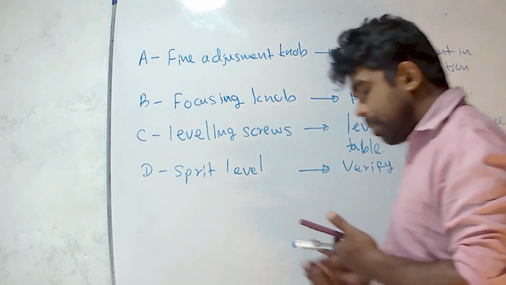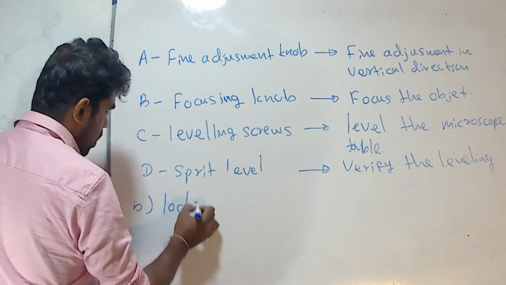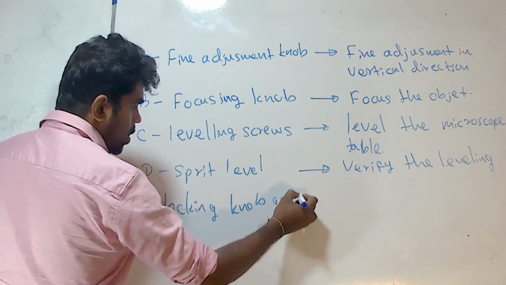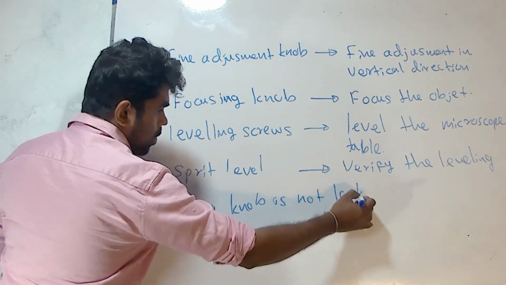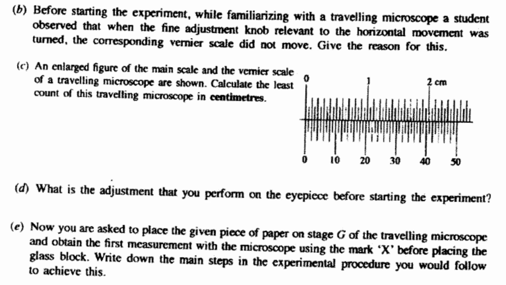Then we can write part B: locking knob is not locked. Part C, an enlarged figure of the main scale and vernier scale of the travelling microscope are shown. Calculate the least count for the travelling microscope in centimeters.